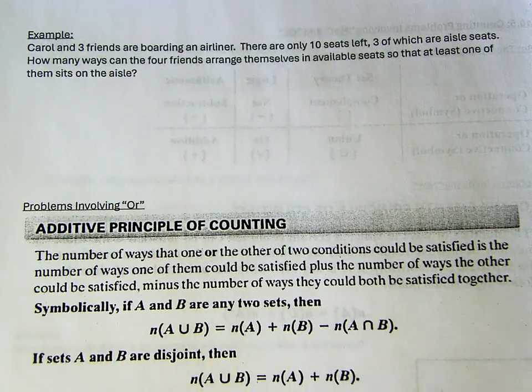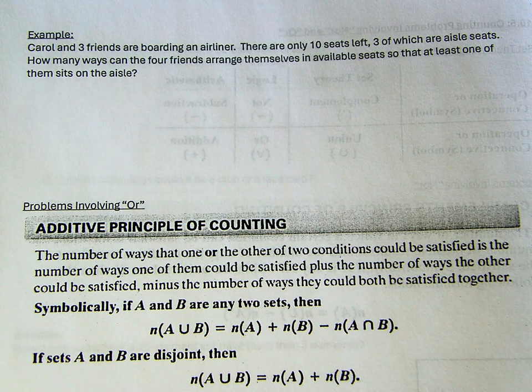It says Carol and her 3 friends are boarding an airliner. There are only 10 seats left. 3 of them are aisle seats. How many ways can the 4 friends arrange themselves in the available seats so that at least one of them sits in the aisle? Okay, so we've got quite a bit going on.